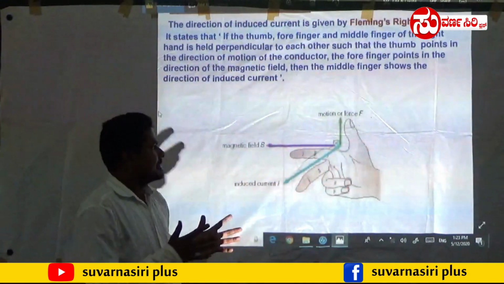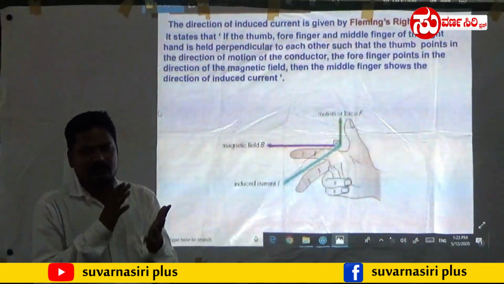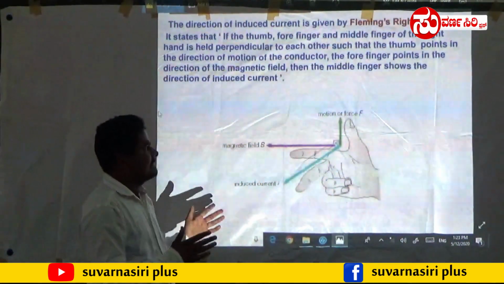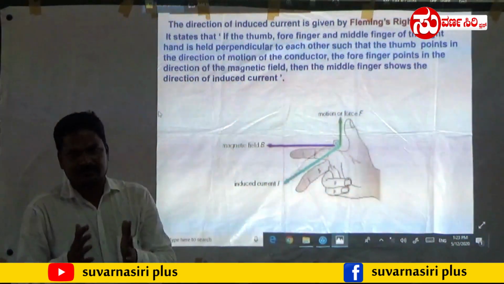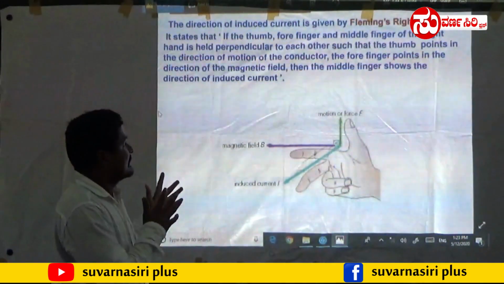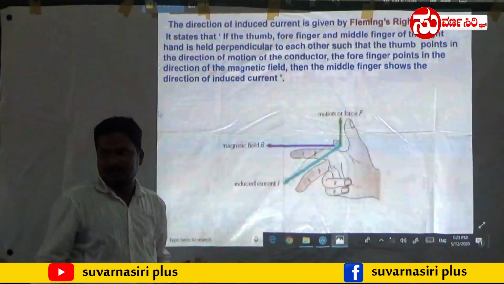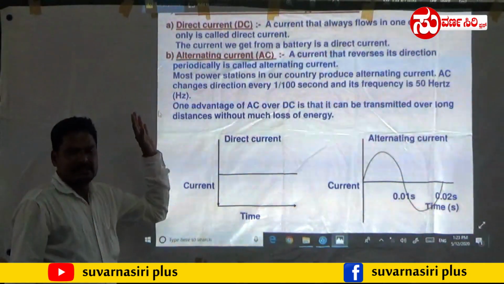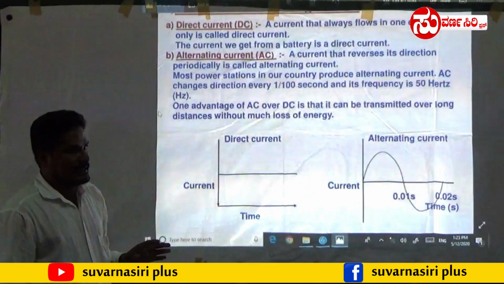Okay, dear students, you can practice these two rules, Fleming's left hand rule and the right hand rule. These are very important. Up to this we have learned Fleming's right hand rule and left hand rule. Next we have to learn about the difference between alternate current and direct current.